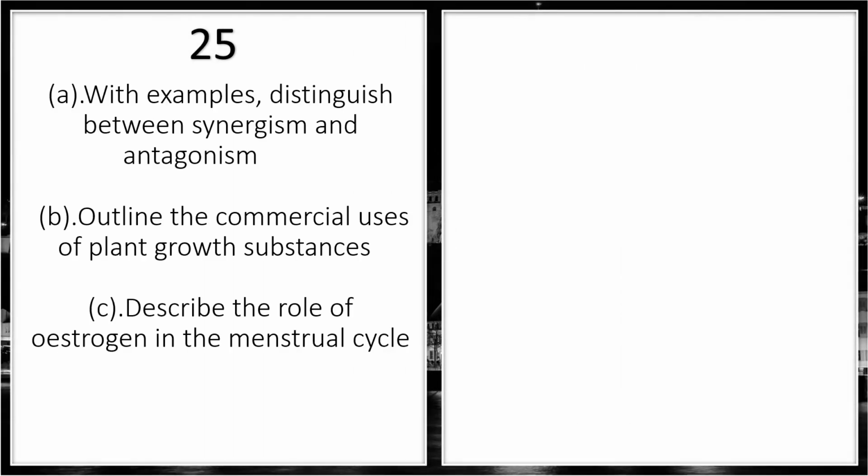With examples, distinguish between synergism and antagonism. Part B. Outline the commercial uses of plant growth substances. Part C. Describe the role of estrogen in the menstrual cycle.